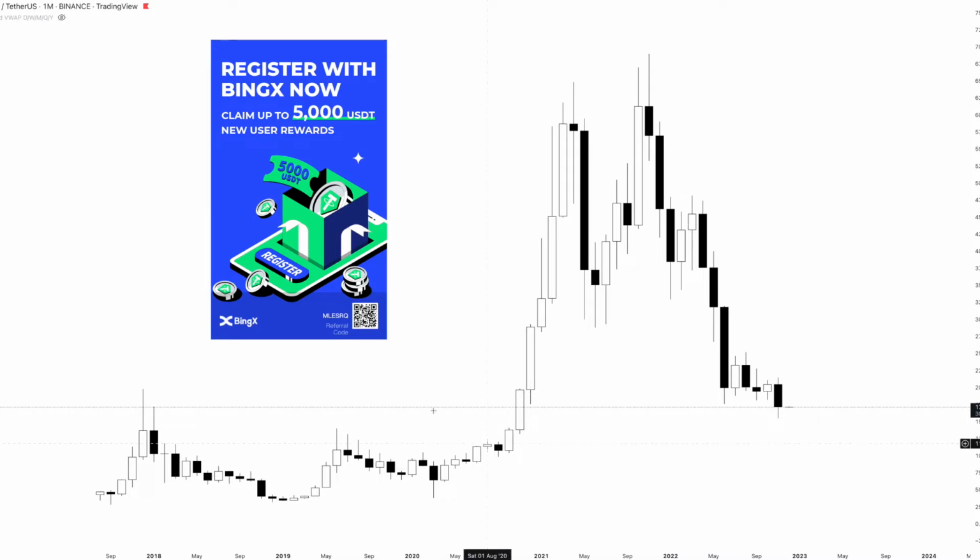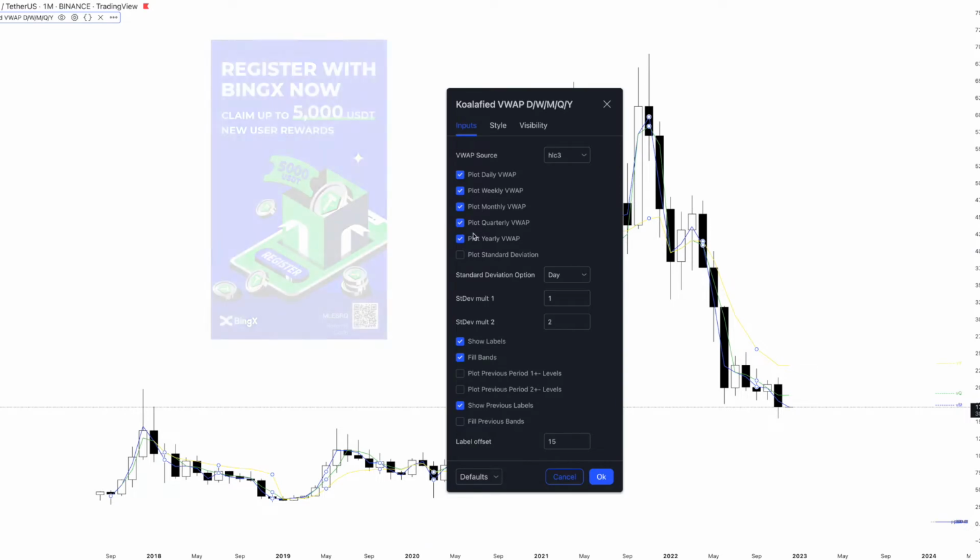All right, let's get into it. So I use the Koala Field VWAP on most of my charts because it has the daily, weekly, monthly, quarterly, yearly, and the standard deviations. So it's just a really clean way to not have 10 different indicators. And if you have a free TradingView account, this is great bang for your buck in terms of limiting how many indicators you can have. It is a free indicator, and I'll post a link to the indicator in the description. When you come in, it lets you plot all the different ones.